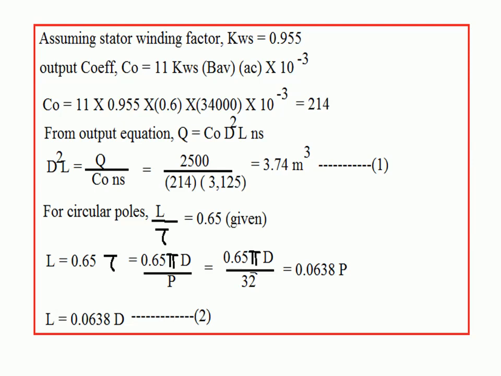Now, in this problem, your design should be for a circular pole. For a circular pole, L by tau equals 0.6 to 0.7. In the problem, it is given directly, L by tau equal to 0.65. Hence, you determine L equals 0.65 times tau, that is pi D by P. You substitute all the values, L equals 0.0638 times D. You call this equation number 2.